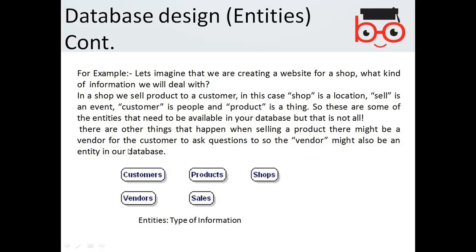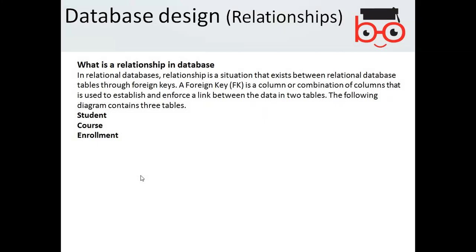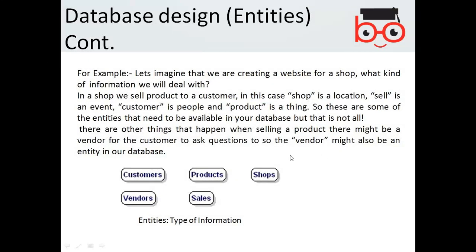There are other things that happen when selling a product. There might be a vendor for the customer to ask questions to, so that might be an entity in our database as well. So entities could be the nouns and objects, and verbs would be the attributes. For example, the customer is buying products. So the buying is the action and could be the attribute. We will further discuss those things in the next slides when we will really be creating the relationships.